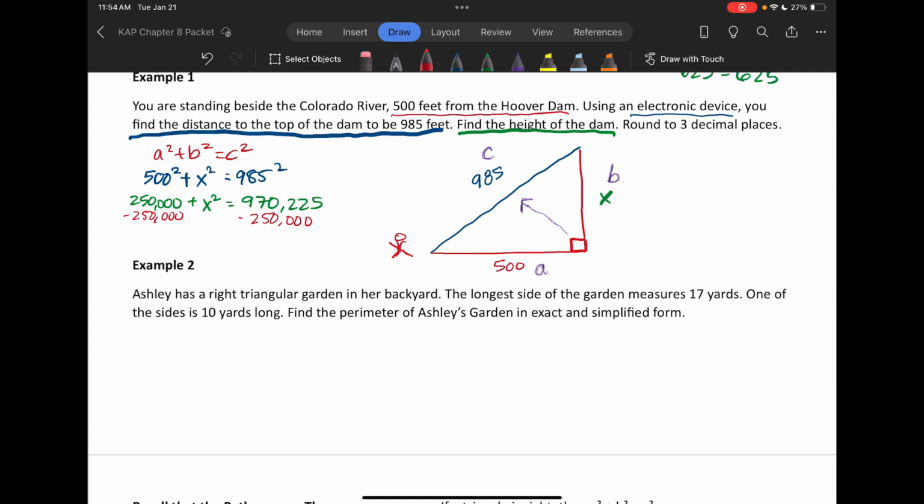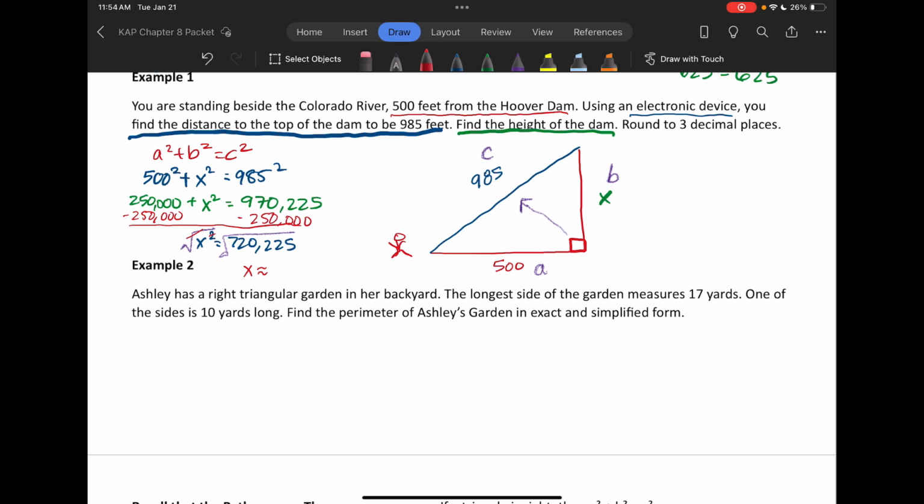Doing so, we get 720,225, right? So we got x squared is equal to, like we just said, 720,225, right? And if I want to solve for x, the way that we cancel out a squared is, remember, that we cancel that out by taking the square root. Let me draw that a little nicer here. So if I square root both sides, what happens now is that the square root cancels out the squared, and we're left with, I'm going to just put the squiggly equal sign because this is an approximation here.